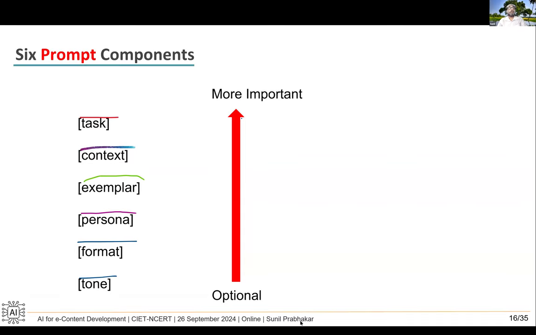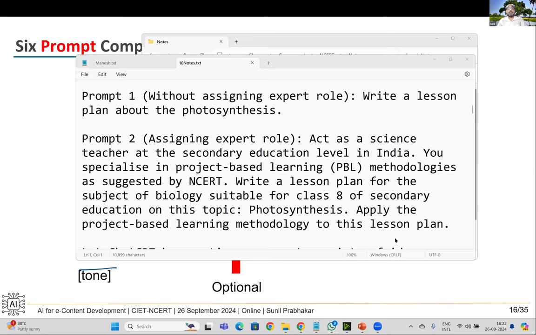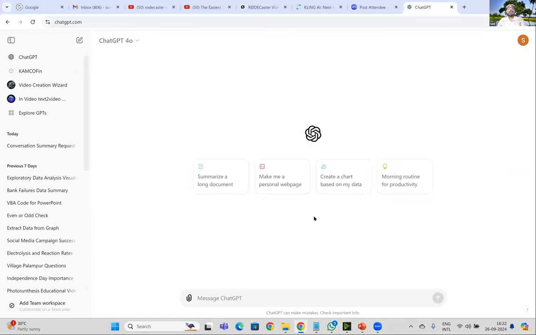I'm actually using a ready-made prompt because I don't have much time to type in a prompt here. Okay, we are now able to see my screen. Are you seeing the ChatGPT window now? Yes, sir. Okay, then I am going to use a prompt like this.